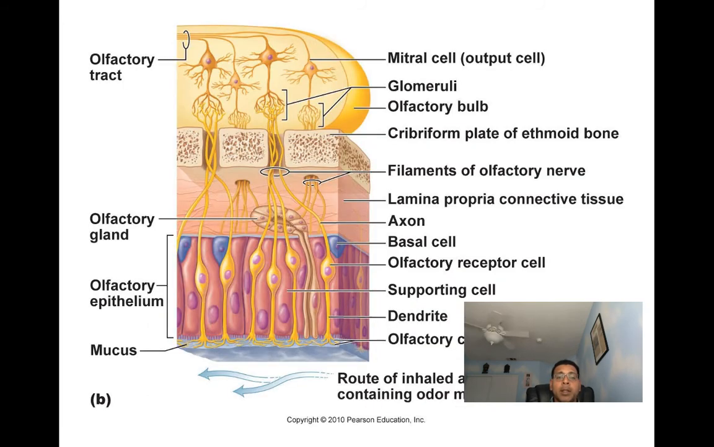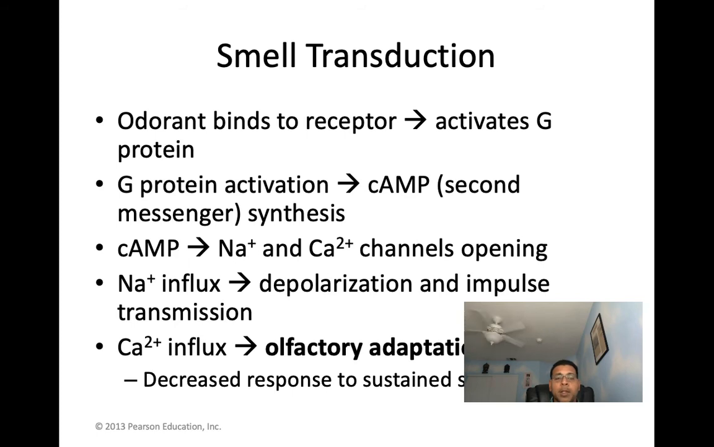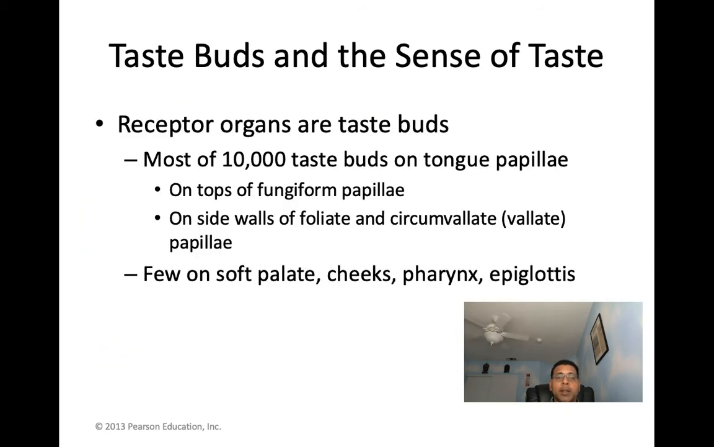Let's check out then the sense of taste. So when we talk about taste, I'd like you to know the 10,000 or so taste buds are found on the tongue in papillae, which are peg-like projections on the tongue's mucosa. And some taste buds are also going to be found scattered on the soft palate, our cheeks, our pharynx, the epiglottis, and even the larynx. So you can see primarily the oral cavity is where taste is going to take place.